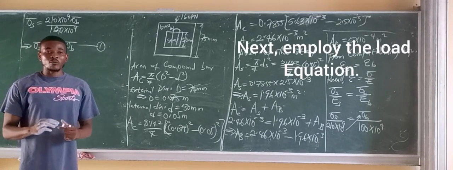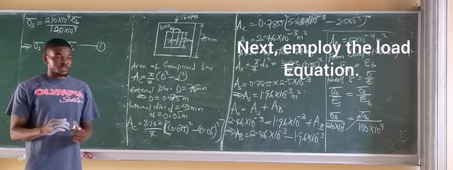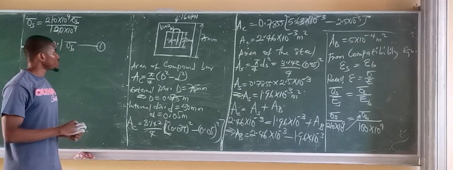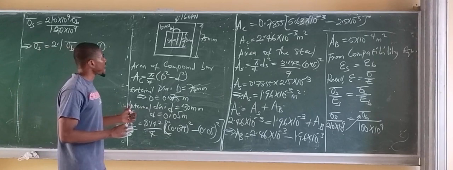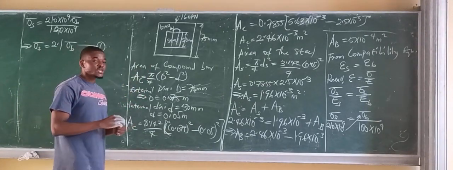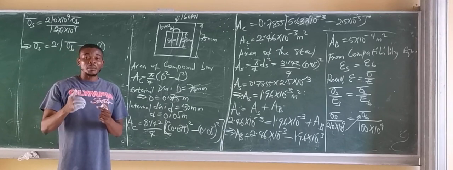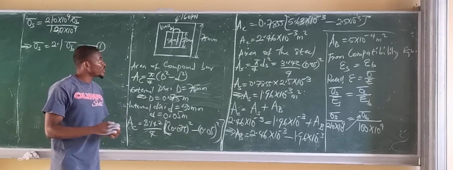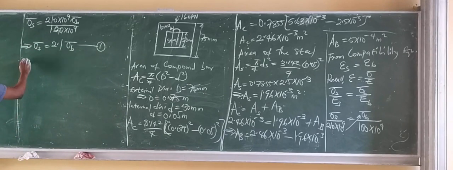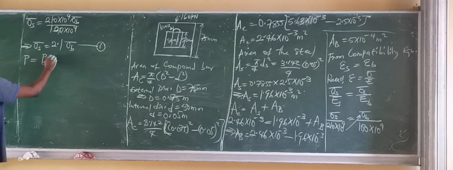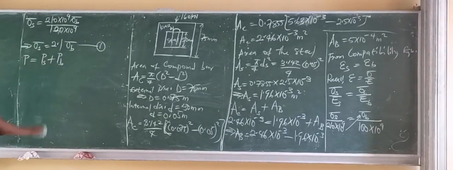The next equation to be considered is what is called the load equation. Now, what is the load equation? The load equation simply says that the load carried by the compound bar is equal to the sum of the individual loads carried by the materials that make up the compound bar. So what that means is this: the load carried by the compound bar P is simply the load carried by the steel rod plus the load carried by the brass rod.